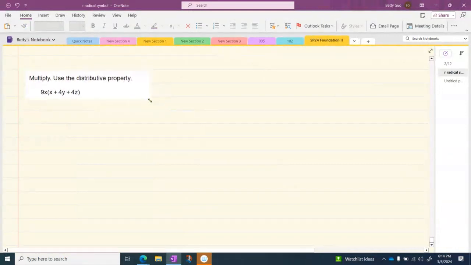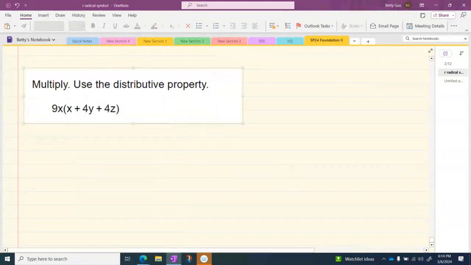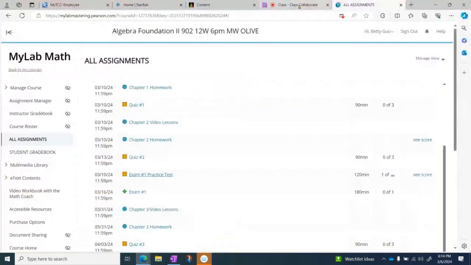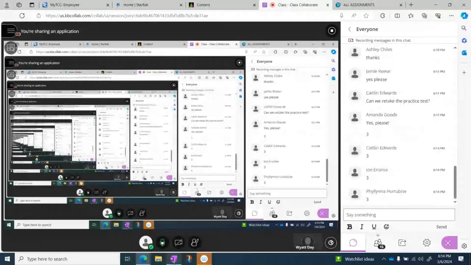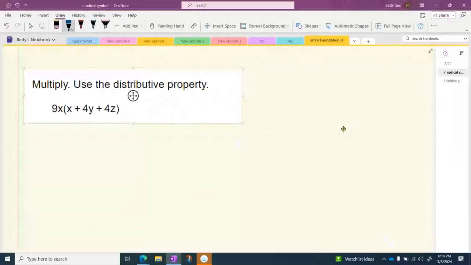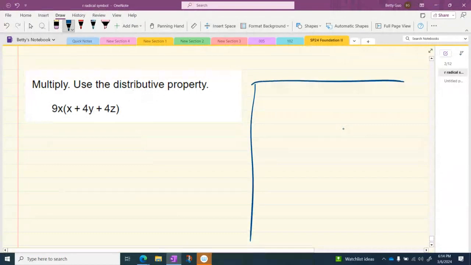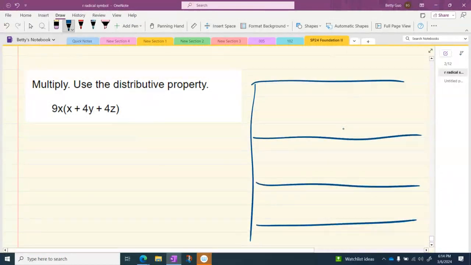Question: how many terms in the parentheses in a group? The answer is 3. Yeah, 3 terms in a group. And the 3 terms are x, 4y, and 4z. And what are we trying to distribute? We're distributing 9x, right? Whatever is in front of the parentheses.